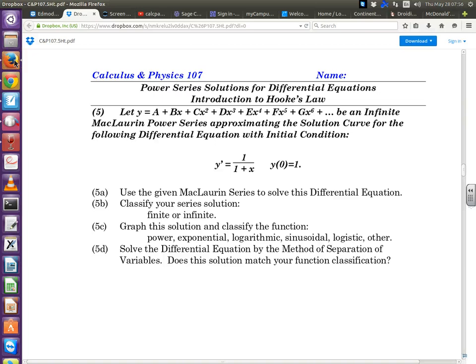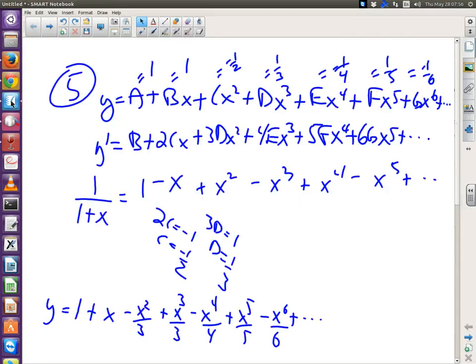Is this an infinite or a finite series? Infinite. Is it logarithmic, sinusoidal? See, that's what we don't know yet, right? So you could graph it. What do you mean graph it? Graph y equals 1. What does that look like? Horizontal line. y equals 1 plus x. What does that look like? Slope of 1, y intercept of 1.